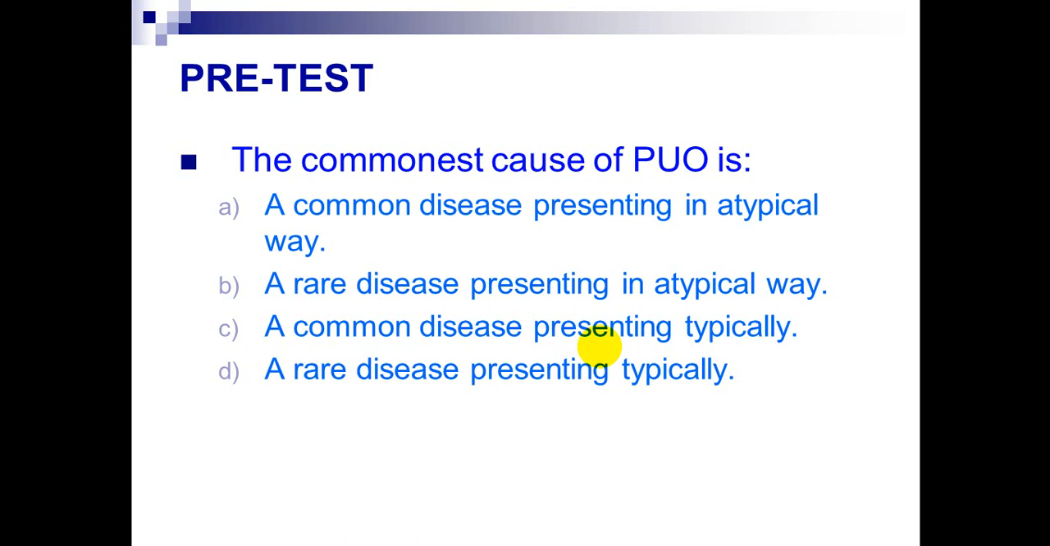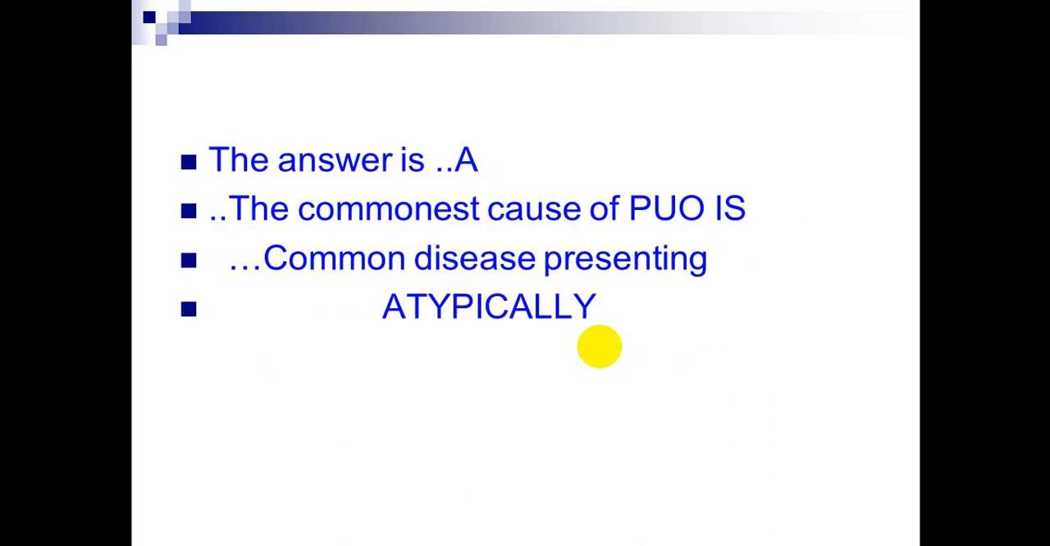A, B, C, D. Common disease presenting in a typical way, rare disease presenting in a typical way, common disease presenting typically, rare disease presenting typically. This is for you. So the answer is A. The commonest cause of PUO is common disease presenting atypically.